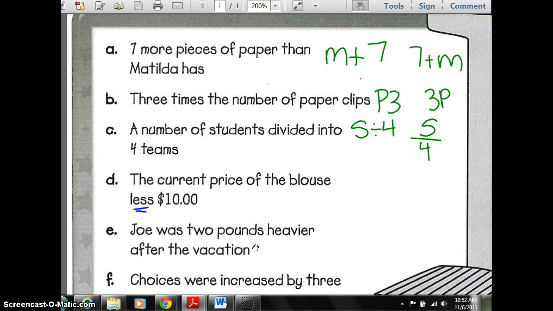Okay, here's what I see. The price of the blouse less $10. So we have to start with that price of the blouse. And it's $10 less than that. This is a tricky one. I don't think we're going to have any like that. If we did 10 minus B, it would be $10 and then take the price of the blouse off of that. Only one way to write that one. That one was hard. I don't think you'll have any like that in your assignment today.